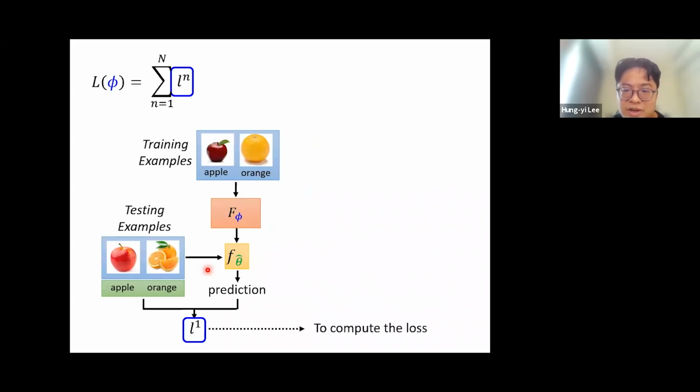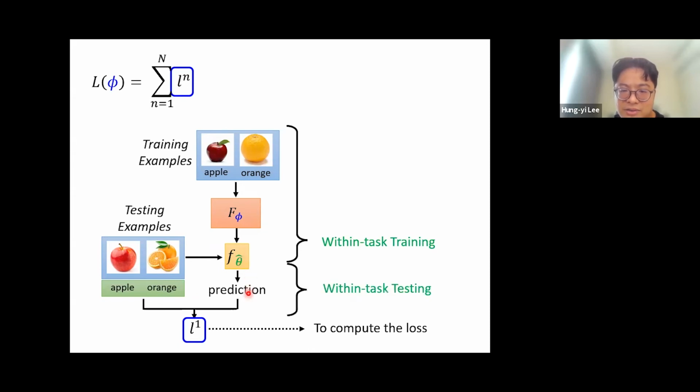And let's talk about the training process. Usually in the training process, you have to compute the loss. To compute this capital L, you have to compute the small l. To compute the small l, well, it is very computationally intensive. You have to do within task training first. You have to use the training data of a specific task and use your training algorithm to obtain a classifier. Then you do the testing to obtain this small l here. So to compute the loss of one task, you need to do within task training once and within task testing once.